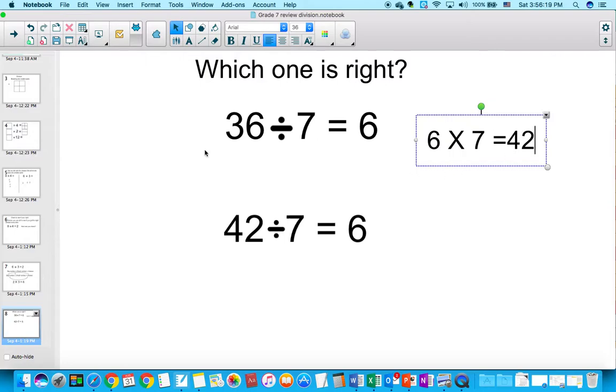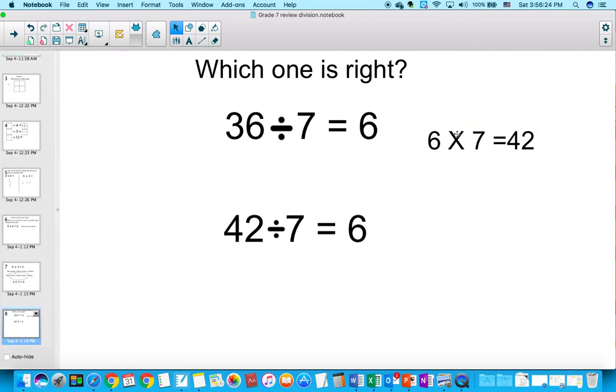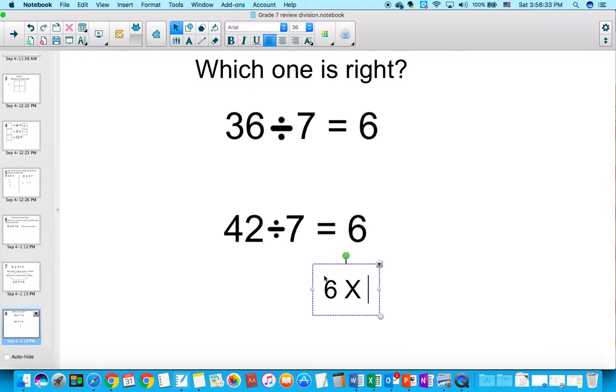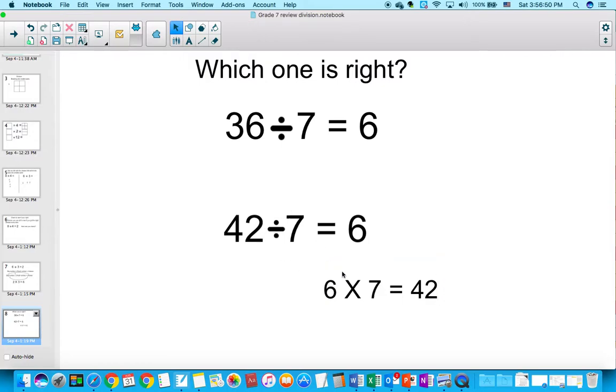I had to put in a different number here to make this work. So what that means is this doesn't work, because I changed the numbers. Let's take a look at this guy. 42 divided by 7 is 6. Okay, let's take a look. We switch the numbers around. We go 6 times 7 equals 42. Now, in our previous example, we proved that 6 times 7 is 42. I didn't change any numbers. I didn't add a number. So that means that this equation proves this one right. 42 divided by 7 is, in fact, 6.